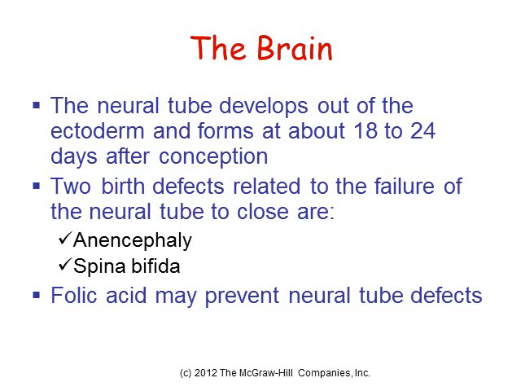The neural tube develops out of the ectoderm and forms at about 18 to 24 days after conception. Two birth defects that are related to the failure of the neural tube to close are anencephaly and spina bifida. And these can be prevented by proper prenatal care. Prenatal vitamins are very important for a pregnant woman.